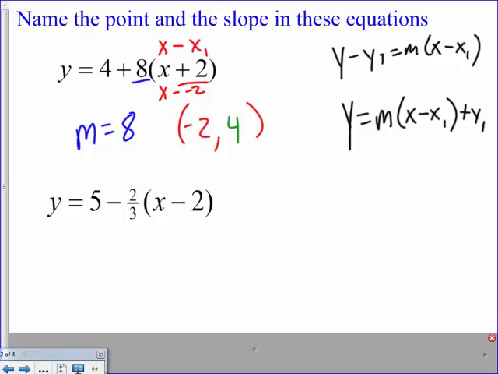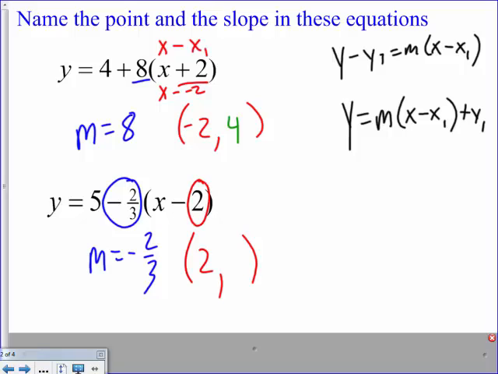How about this one? Let's do it a little bit quicker now. What would the slope be? Right here, negative 2/3. Always use the sign that's in front. Don't forget about that. What would my point be? Well, 2, not negative 2, but 2, right? Because it's x minus x1. And then 5. 2, 5. There we go. So point slope form kind of comes in handy when you want to use points and slopes.